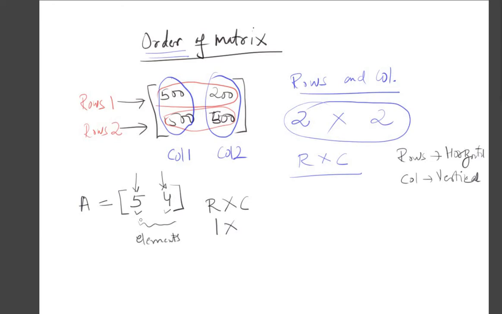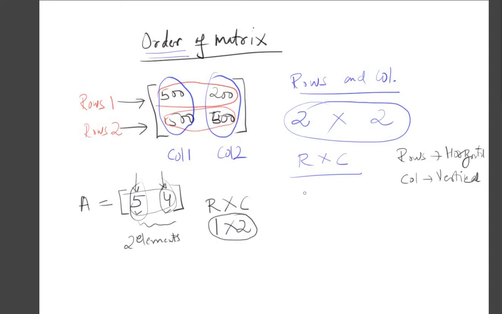So we've got 2 elements in total, 5 and 4, and these 2 elements form 1 row, which is one horizontal line, and two vertical lines. So that means 1 cross 2. Make sense? So the order is 1 cross 2.